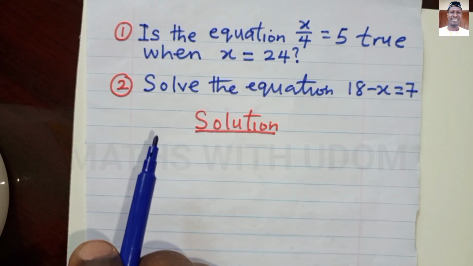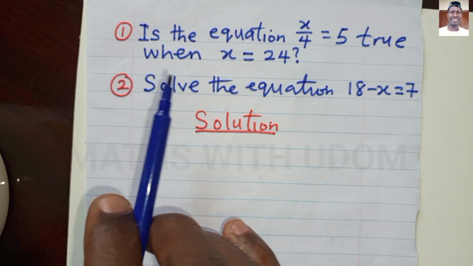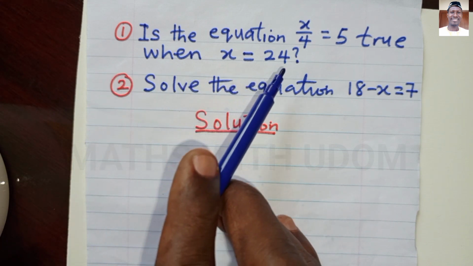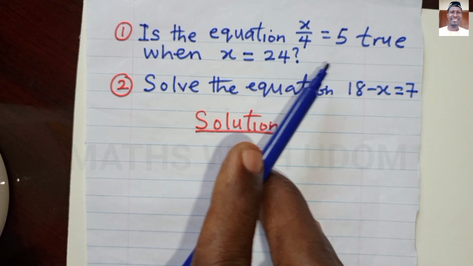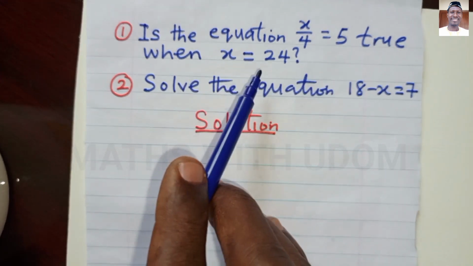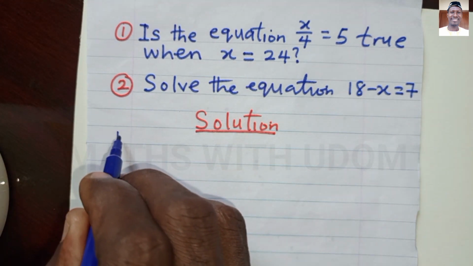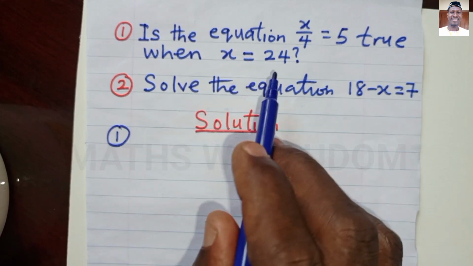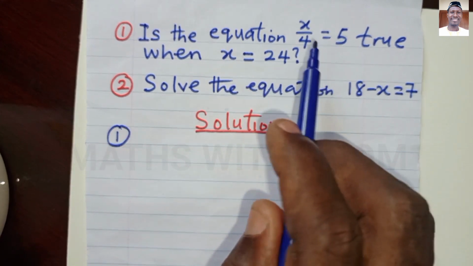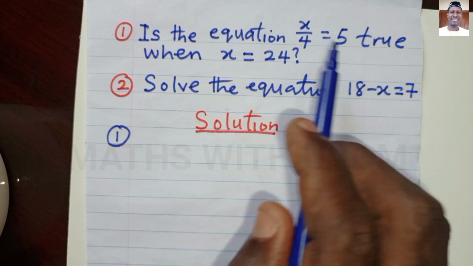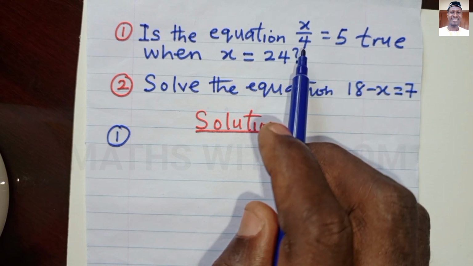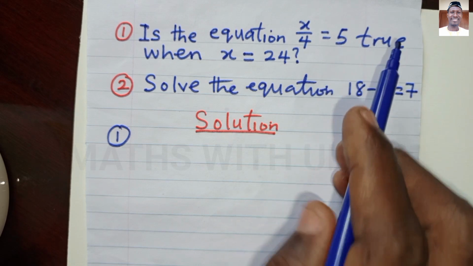Hello, we have two questions here. The first question is: is the equation x divided by 4 equal to 5 true when x is equal to 24? Okay, so let's start. Now, for this equation to be true, the left-hand side must be equal to the right-hand side. X divided by 4 is the left-hand side, then 5 is the right-hand side, okay?